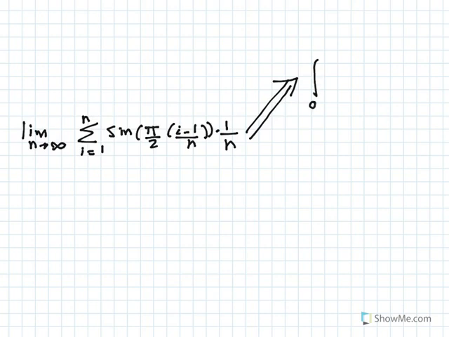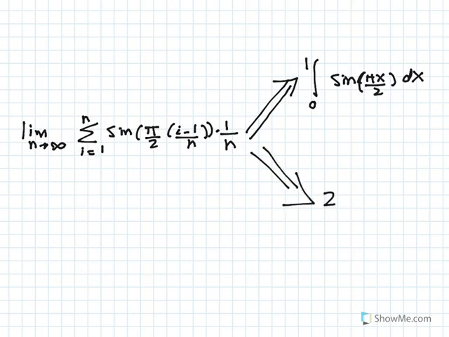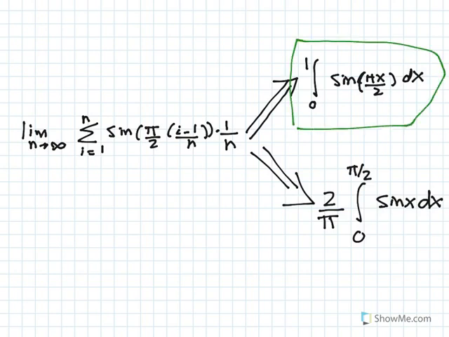So we transformed it into the integral from 0 to 1 of sine of pi x over 2 dx. And we also transformed it into 2 over pi times the integral from 0 to pi over 2 of sine x dx. These two definite integrals are in fact equivalent, so this integral and this integral have exactly the same value. In the upcoming videos, we'll be able to solve these integrals and compare these values, and you'll see that they are actually the same. All right, thank you.